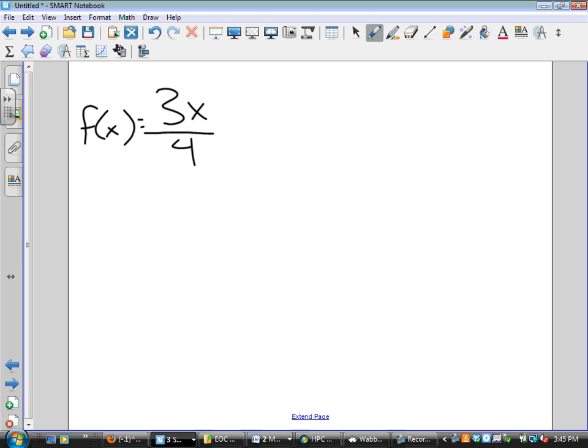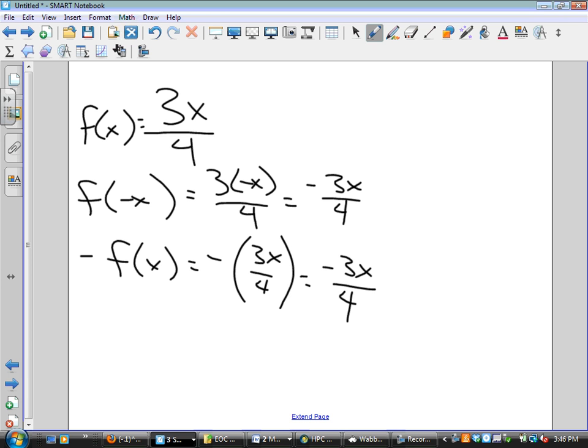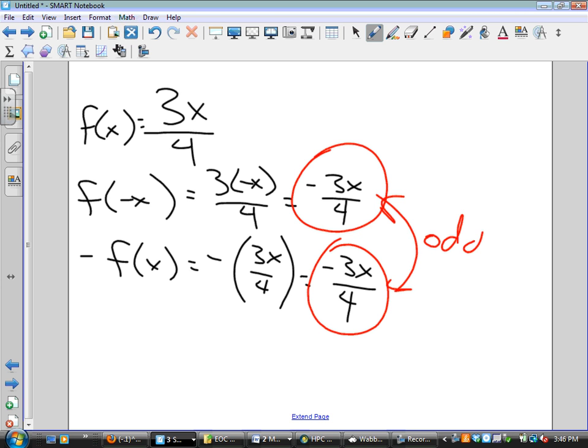So let's go ahead and figure out what is f of negative x, and also what is negative f of x. Okay, so f of negative x we can find just by replacing x with negative x. And if we simplify that, that's just negative 3x over 4. Now, if we look at negative f of x, that's the same thing as just negating the entire function, which actually does match f of negative x. So since these two things are equivalent, we can say that this function is odd.